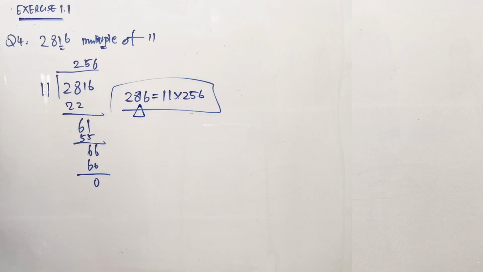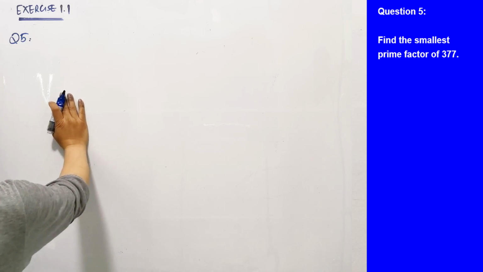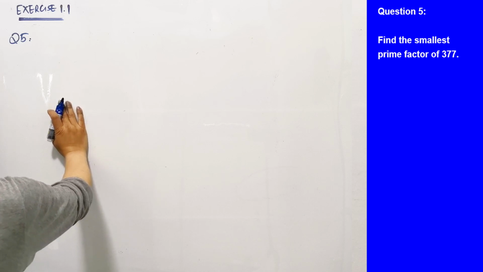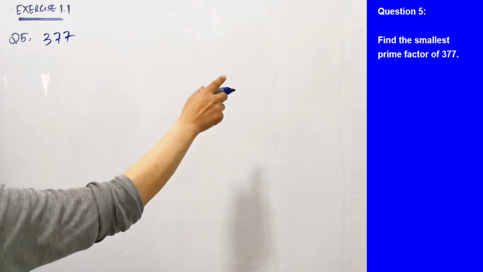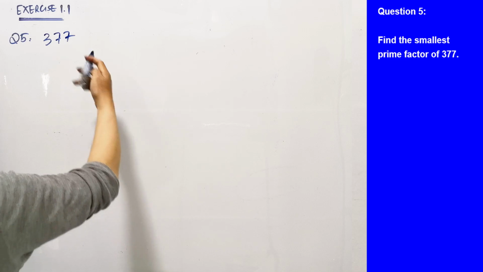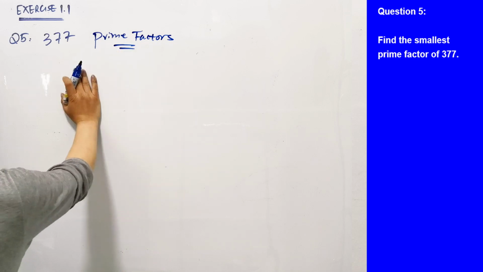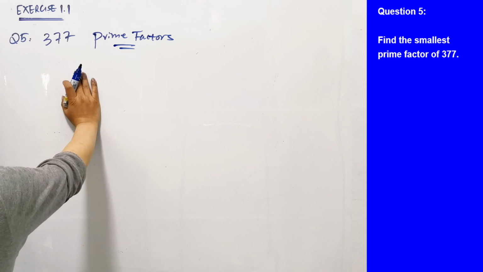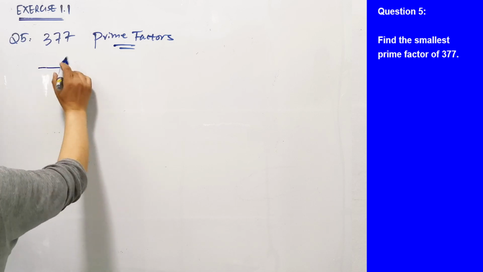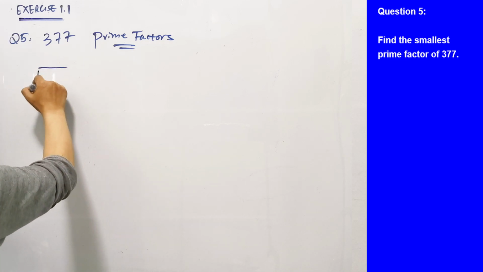Okay, let's look at question 5. Find the smallest prime factor of 377. Okay, so what are the prime factors? Let's look at this number. Do we still remember? We find out whether it's prime. So can we divide? We try this one.